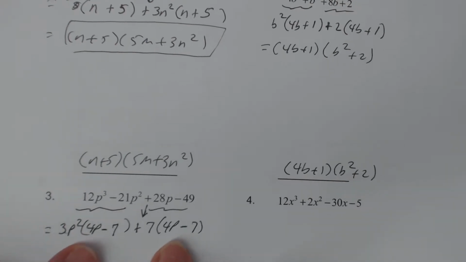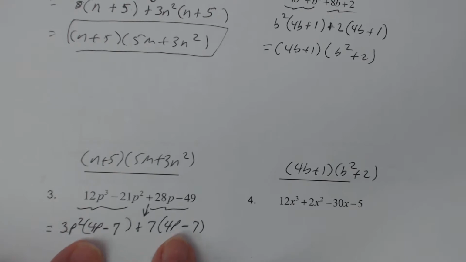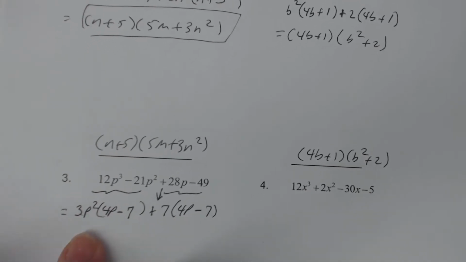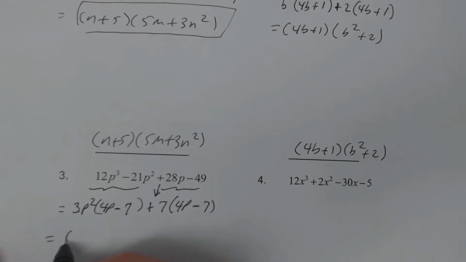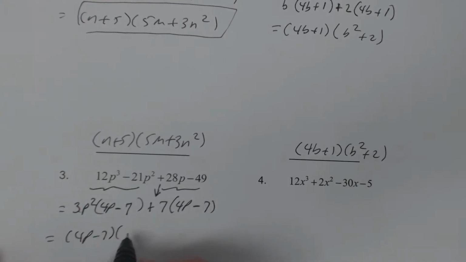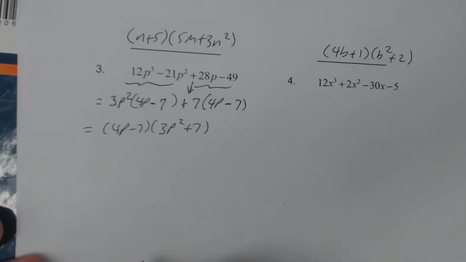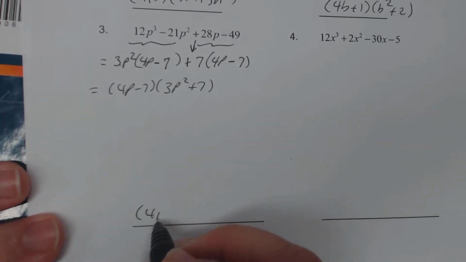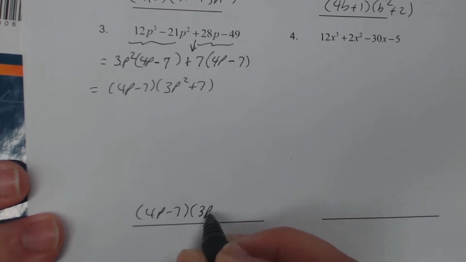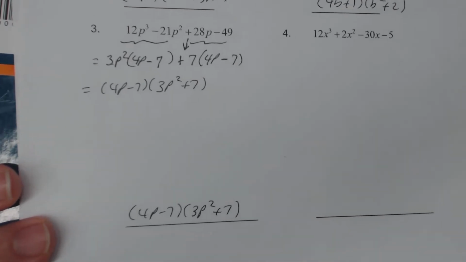And again, notice these two groups, they have a 4p minus 7 in common. So I can factor out the 4p minus 7. So I get 4p minus 7 times 3p squared plus 7. All right, so that's going to go here. So 4p minus 7 times 3p squared plus 7.